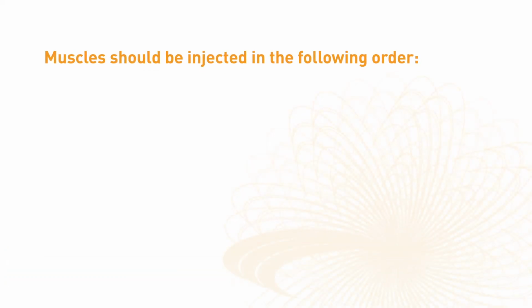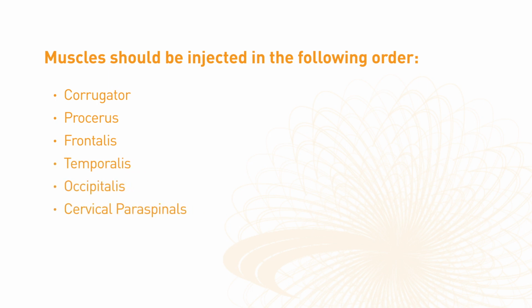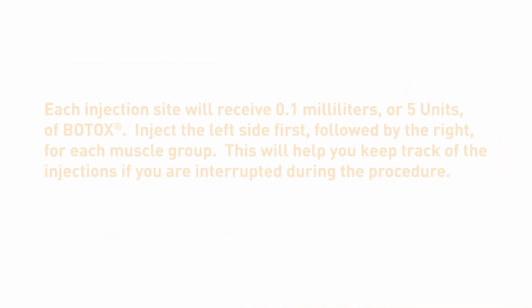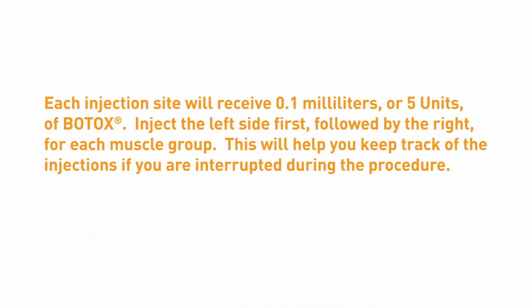The muscles should be injected in the following order. Begin with the corrugator, followed by the procerus, frontalis, temporalis, occipitalis, cervical paraspinals, and finally the trapezius muscles. Each injection site will receive 0.1 milliliters or 5 units of Botox. Inject the left side first, followed by the right for each muscle group. This will help you keep track of the injections if you are interrupted during the procedure.